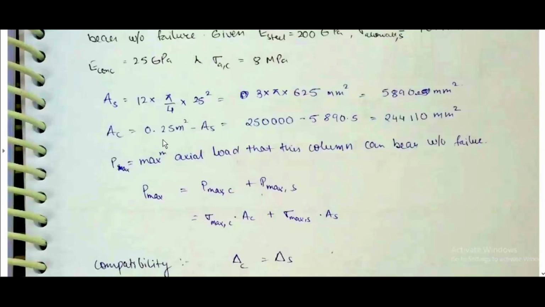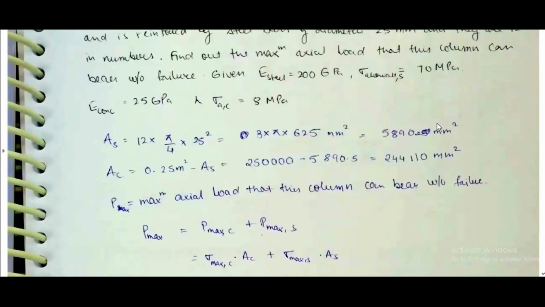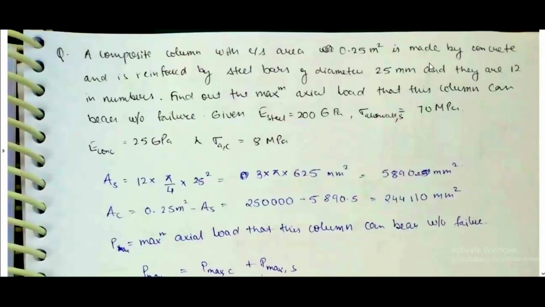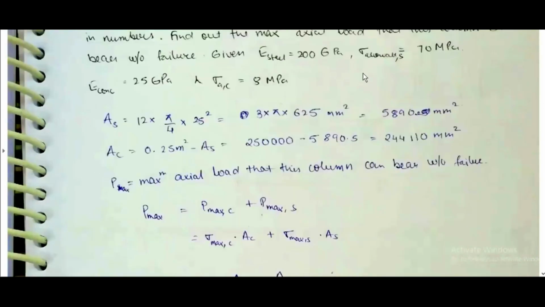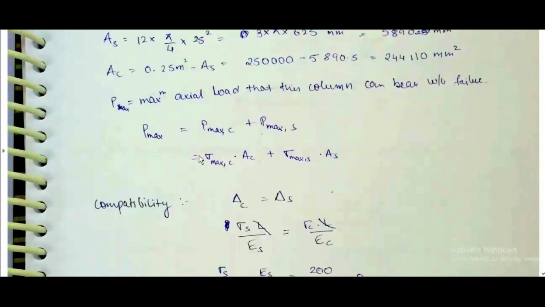AC is equal to 0.25 meter square minus AS. Yes, then it will be 0.244110 meter square, as the total cross-sectional area is given. Okay, Pmax is the maximum axial load that the column can bear without failure. Pmax is equal to Pmax C plus Pmax S, which is sigma max C into AC plus sigma max S into AS.